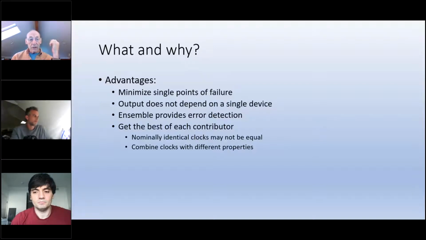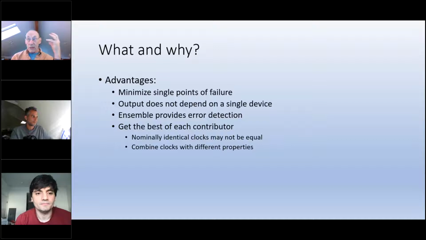The advantages of doing all this are you minimize a single point of failure. If you have a bunch of clocks together as an ensemble, they're all linked. If one of them fails, you can fall over to any of the others. It does not depend on a single device. You can also detect anomalies. You know, if a clock does something weird, which clocks do. Clocks do very strange things occasionally. They have anomalies. They have time steps and frequency steps and bizarre behavior. And then the other thing is you can typically get the best out of each contributor. You can combine them.